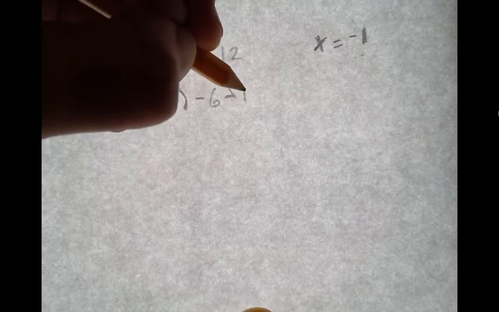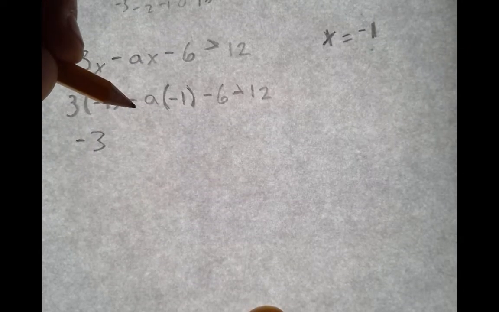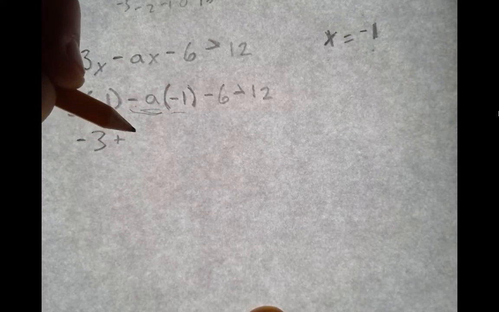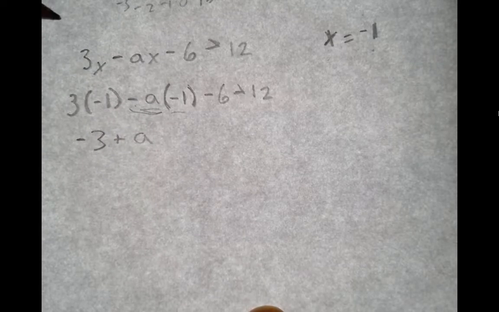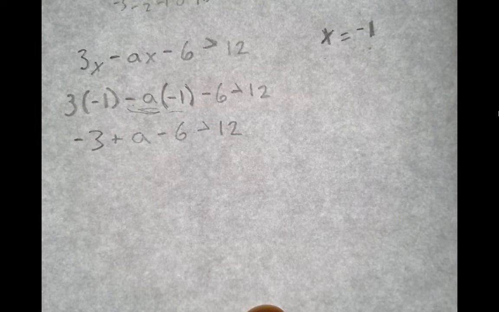Minus a is going to be our actual variable here, because again, x gets substituted to become parentheses -1. Minus 6, bring all the rest down, greater than 12. Well, now we're just going to solve for a. First, I've got to do my multiplication and start simplifying. 3 times -1 is -3. Negative a times -1 becomes positive 1a, which is really just positive a. And then the minus 6 is there, greater than 12.